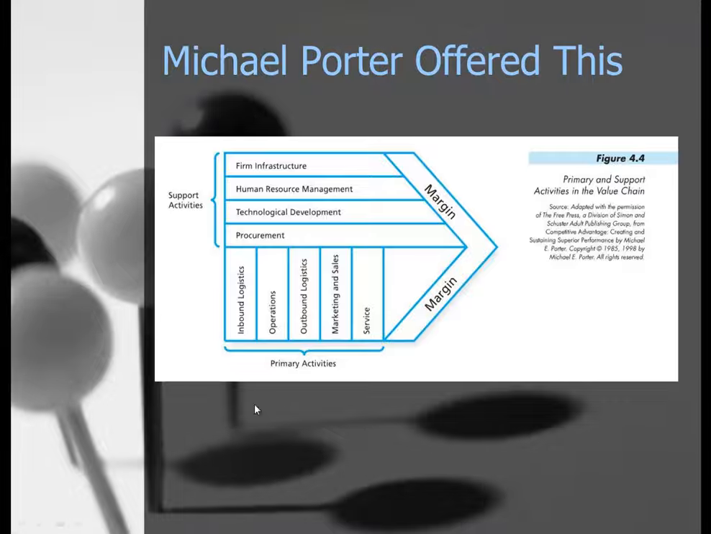Originally, the idea of value chain analysis came from Michael Porter, and he offered this model that includes a number of primary activities that were primarily generated based on a manufacturing business, inbound logistics through service, and then support activities from firm infrastructure, HR, R&D, and procurement, which can be considered non-client facing activities. It's another way to think of support activities. And in this case, the primary activities are client facing activities for a manufacturing business.